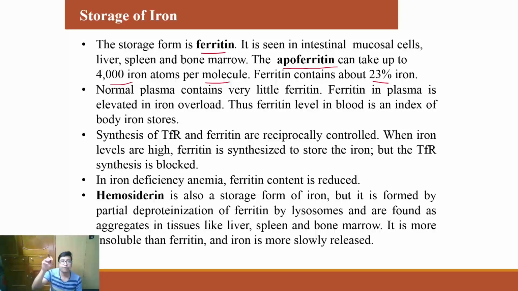So, if iron is in excess in the body, then ferritin level will go high, will go up, because we always assess plasma ferritin level. We always assess iron from blood. Iron studies from blood. So plasma ferritin will be very high when iron is high, and plasma ferritin will be very low in case of iron deficiency. So thus plasma ferritin level is an index of body iron stores.